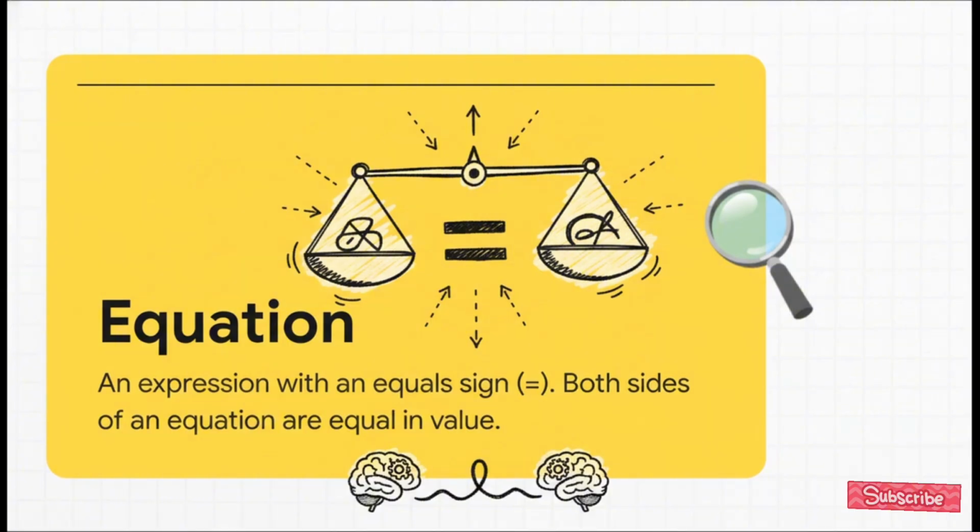So, first things first, what even is an equation? Well, it's just a math sentence that has an equal sign. And that little sign, it's a huge promise. It's basically guaranteeing that whatever is on the left side is worth the exact same as what's on the right.